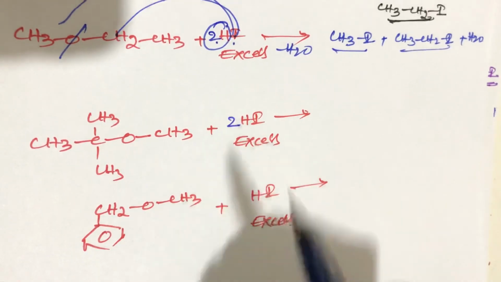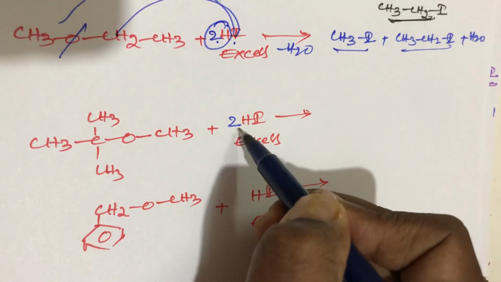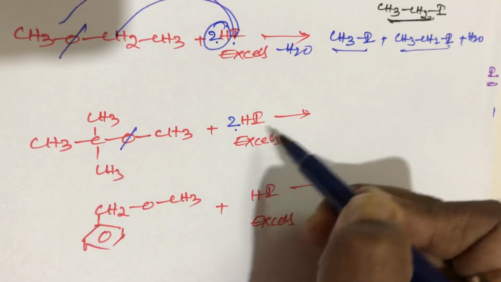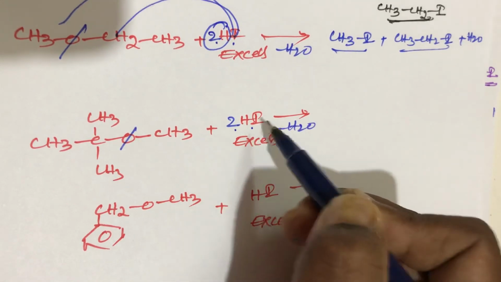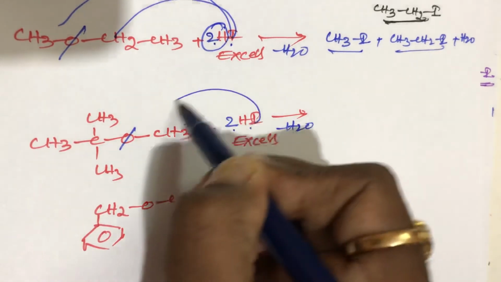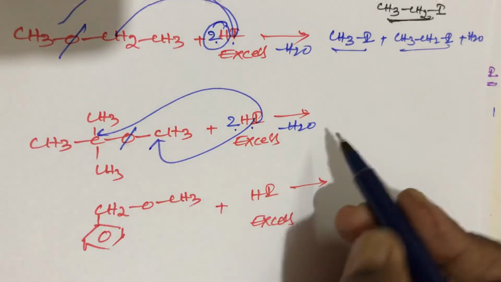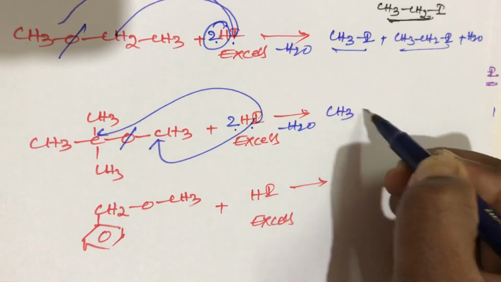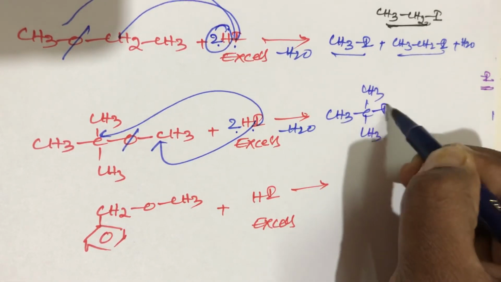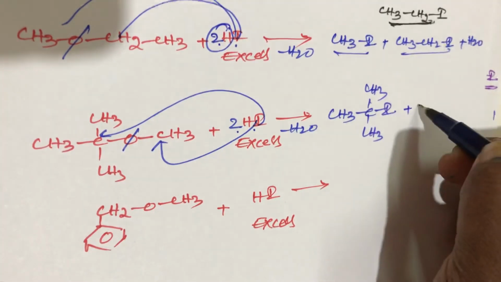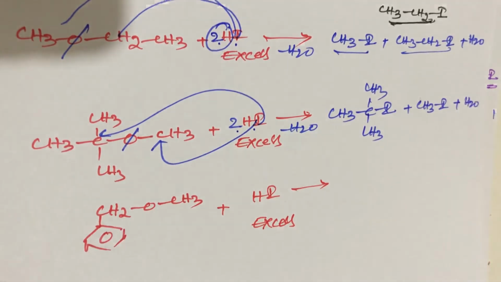Now take the same thing with excess of hydroiodic acid, excess of HI. Same thing: here two hydrogens are there, here one oxygen is there, so water is eliminated. The remaining two iodines are left. One iodine will attack this tertiary carbon and one more iodine will attack this carbon. So we get tertiary butyl iodide, and another one is methyl iodide, plus water. This is the simple reaction.